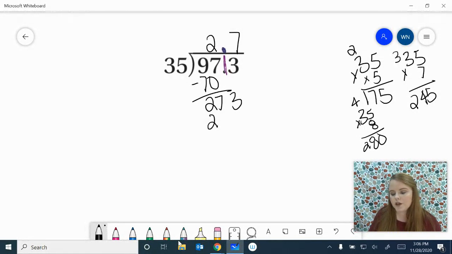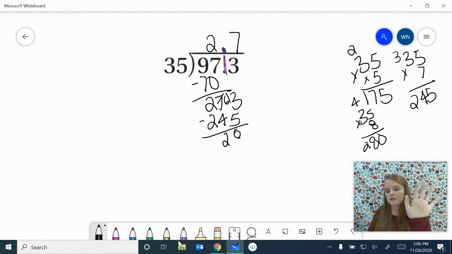35 times 7 is 245. Let's subtract. All right, so make this a 6. So that has to be a 2, so this is a 13. 12, 11, 10, 9, 8. Remainder 28. Cannot have a remainder, so let's go ahead and add our 0 and bring it down.